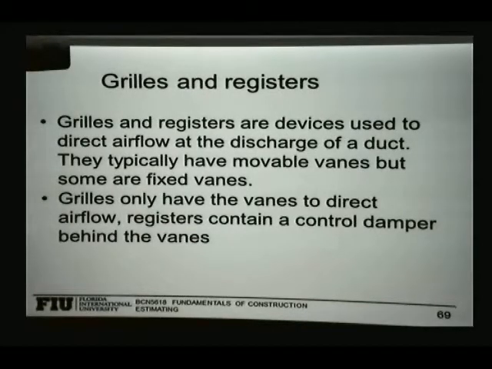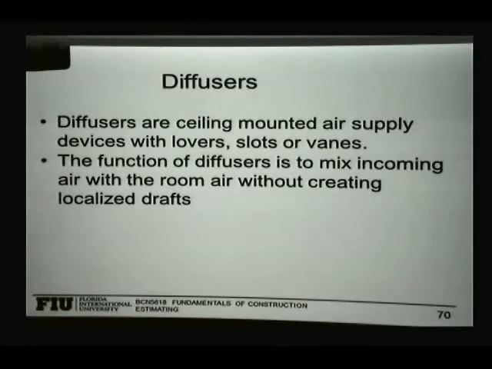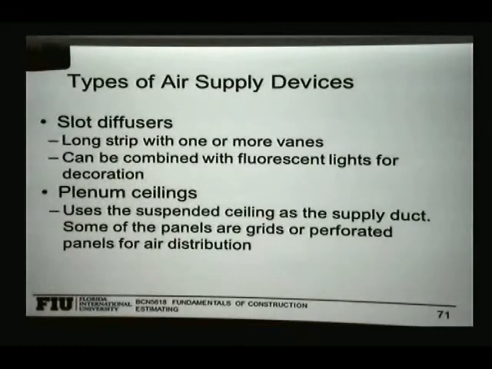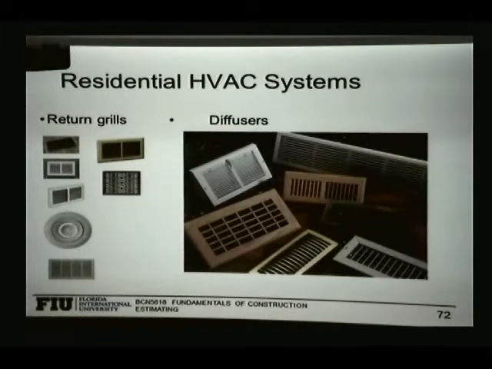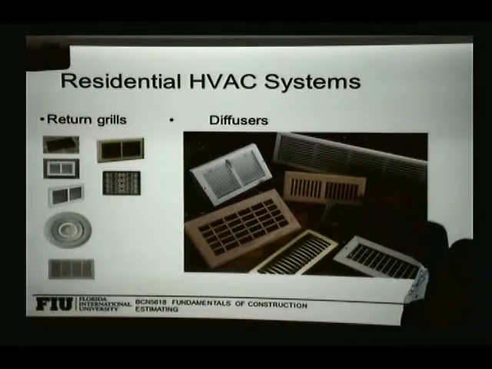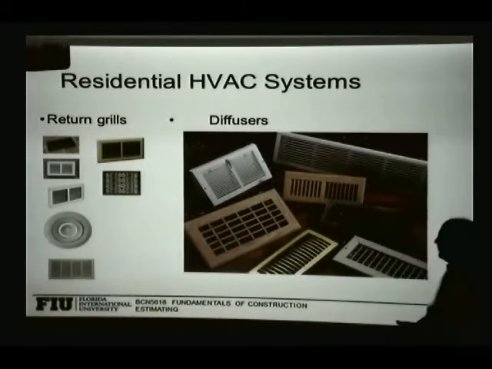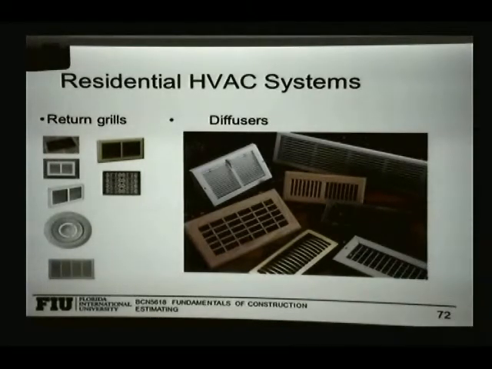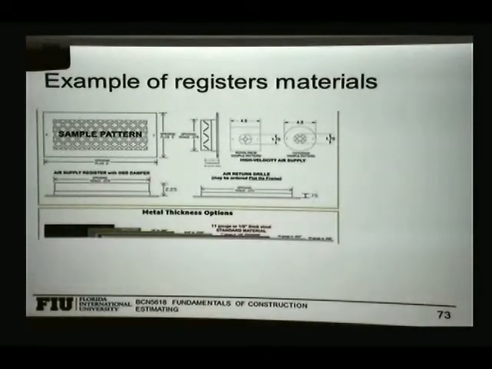Grills and registers, diffusers, there are different types of elements depending on the requirements of the architects. Here are some pictures of different diffusers. You can see they're in different colors, materials, shapes. It depends on each one of those, because they're different, they have a different price. So you have to account for them as separate line items in your estimate.